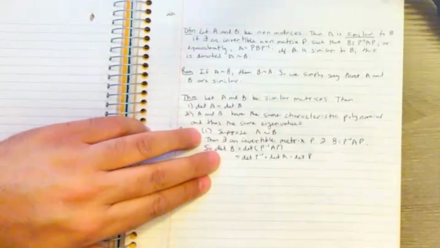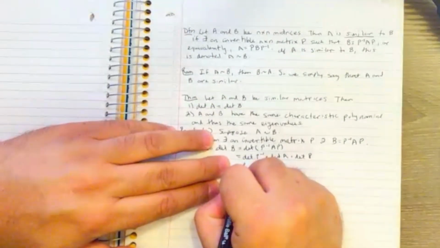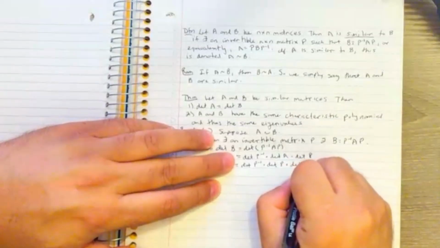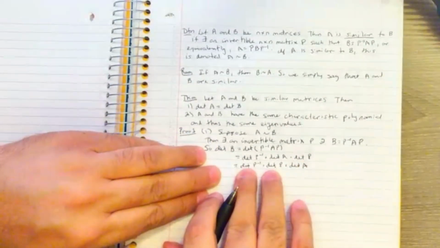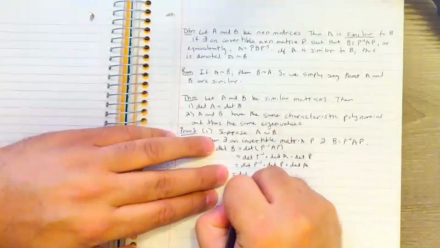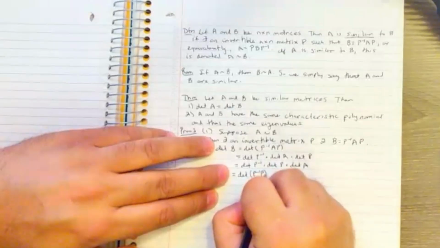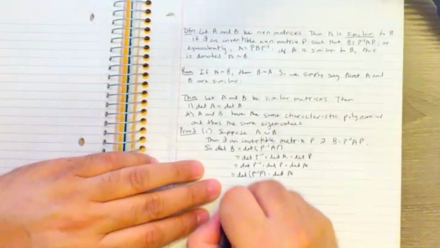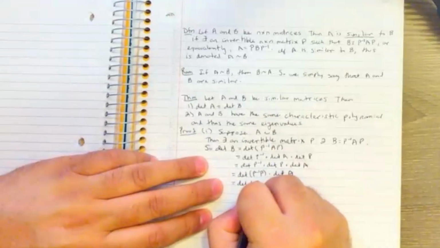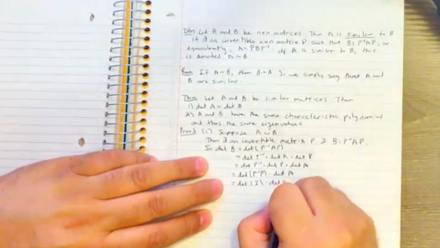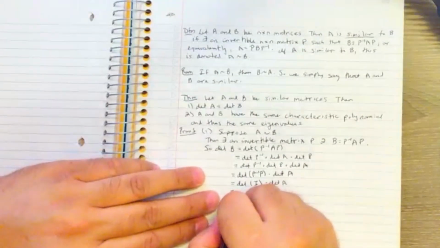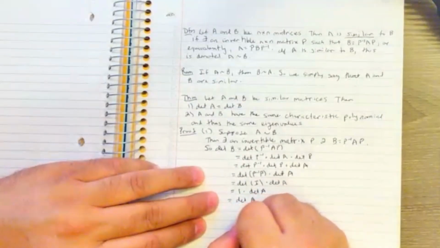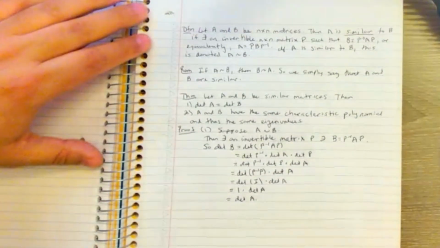Now these are simply real numbers, and so we can rearrange them so that we have the determinant of P inverse times the determinant of P times the determinant of A. And we can choose to regroup these two products so that we have the determinant of P inverse times P times the determinant of A. P inverse times P is the identity matrix, and so we have the determinant of the identity matrix times the determinant of A. The determinant of the identity matrix is 1, and so we have 1 times the determinant of A, or simply the determinant of A. So if A and B are similar, then they have the same determinant.